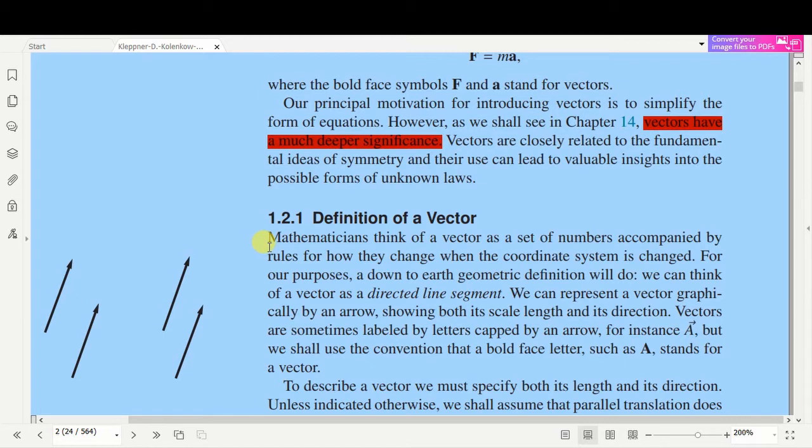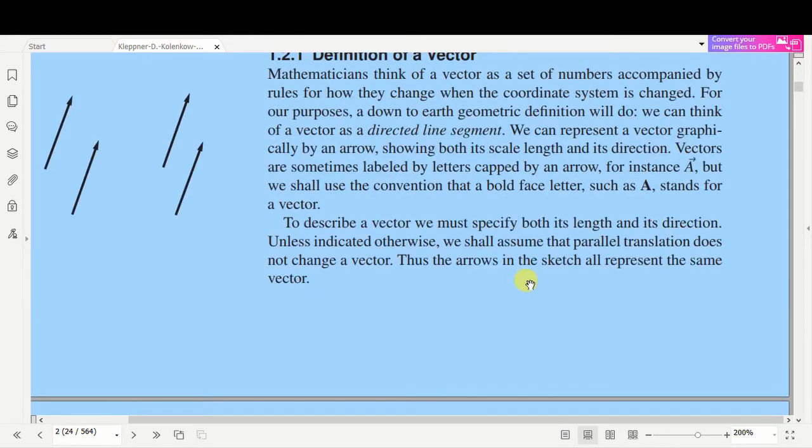But now you cannot see that deeper role, how it will come into play, how it will come into our understanding. We will see in a minute. But later on we will see it. For our purpose, we will do a down to earth geometric definition. Okay, no problem. Now to describe a vector we must specify both its length and its direction.